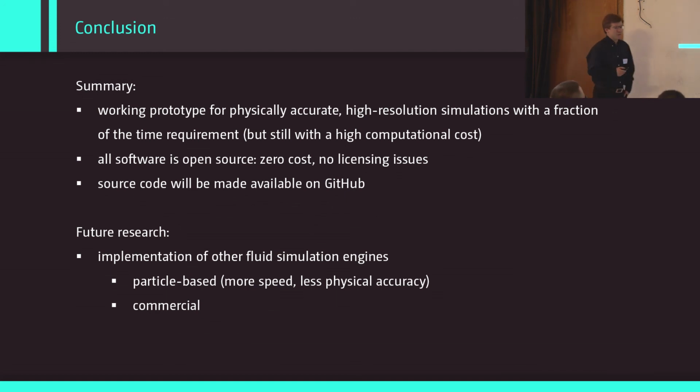There's some future research, of course, being planned. We could implement other fluid simulation engines, like particle-based ones, which tend to be a bit faster than Lattice-Boltzmann, even though we sacrifice some physical accuracy for it. But if we do cartoons like that, nobody's going to notice. So that's one possibility. Also, the commercial things, maybe there will be licensing issues, but if somebody says, okay, we want to put Houdini's solver there, or Maya's, or Phoenix, or whatever, it's possible to do that. You just need to program it differently.